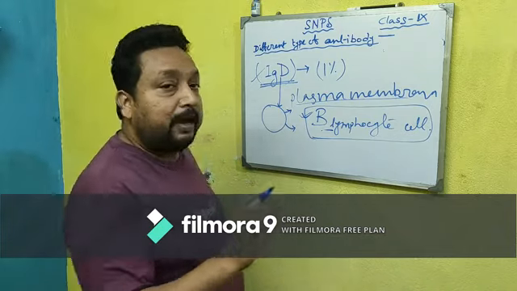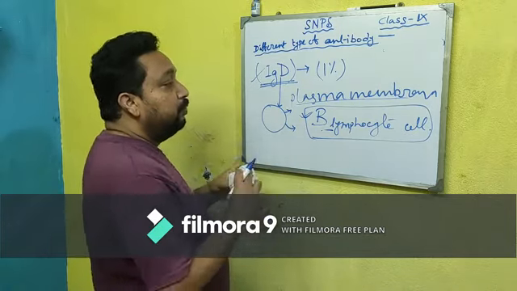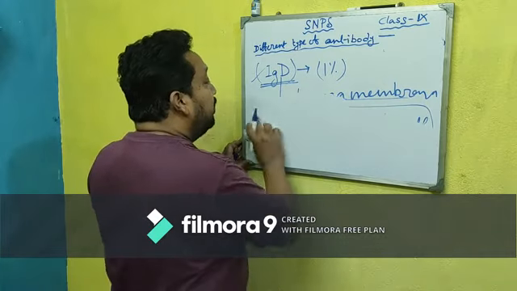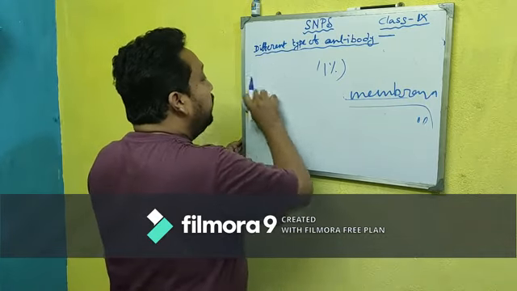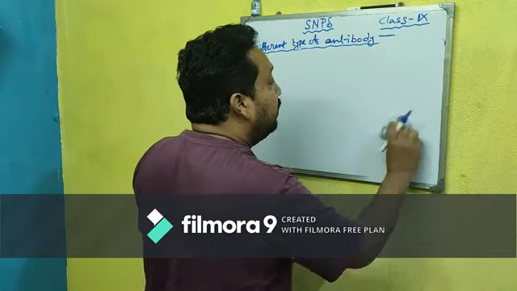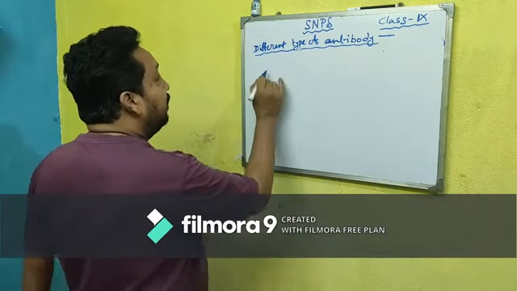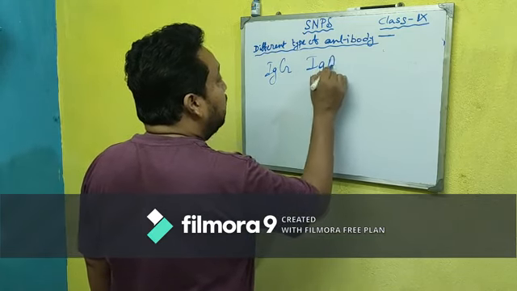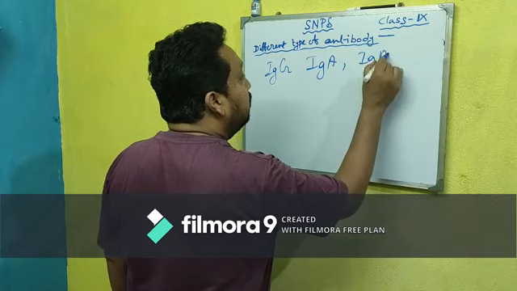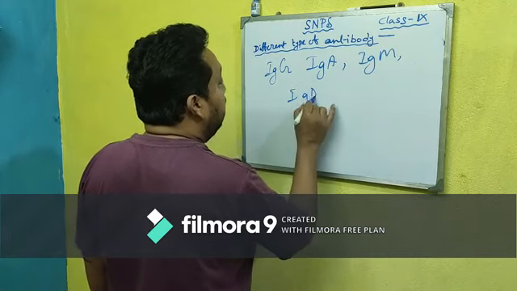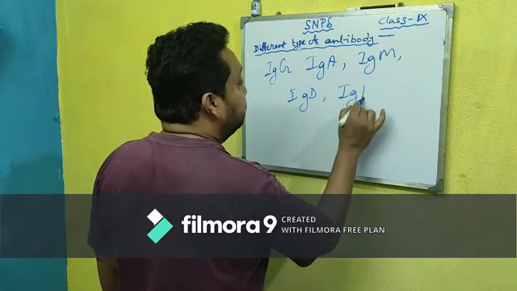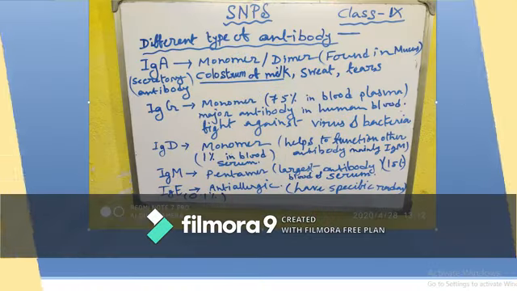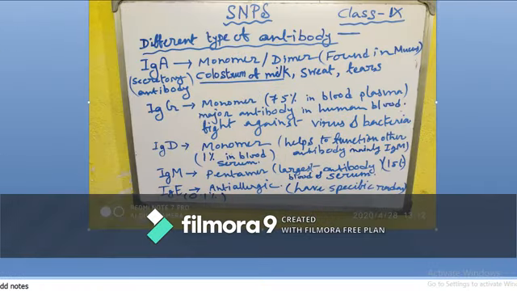So these are the 5 types of antibody which we have discussed. I shortly repeat the different kinds of antibody: IgG, IgA, IgM, IgD and IgE. I will discuss the different types of antibody shortly for your better knowledge.